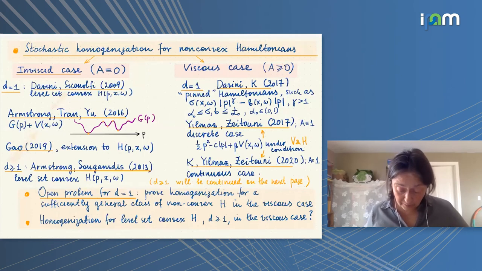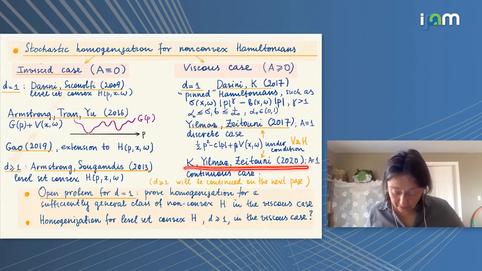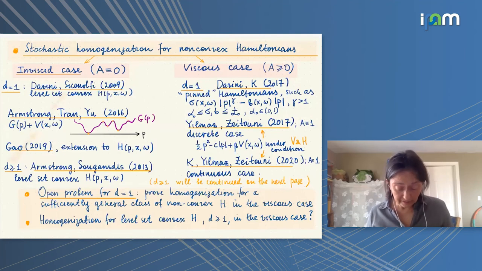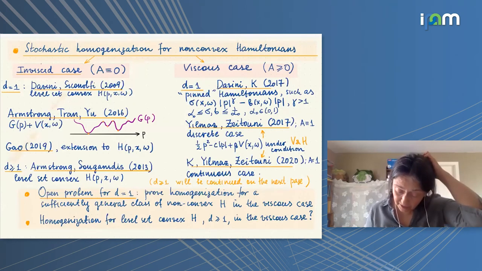Then we already mentioned the papers by Yilmaz and Zeitouni in the discrete case, and our joint paper in the continuous case for a very special quadratic nonlinearity. Right. And I don't think I know anything else in the viscous case.